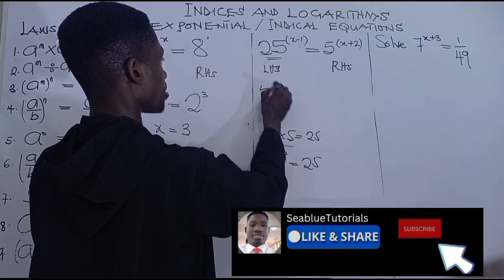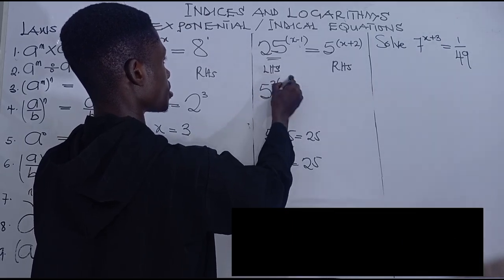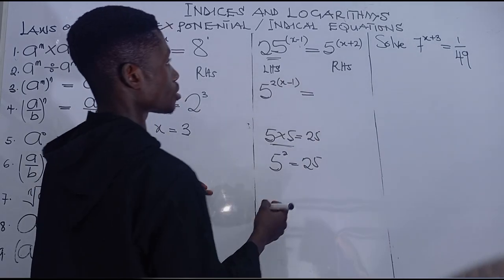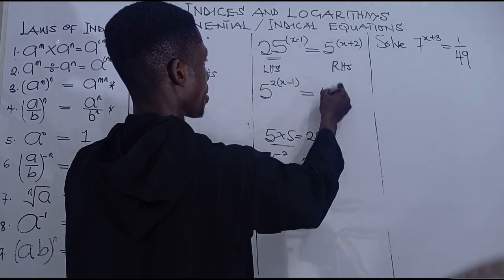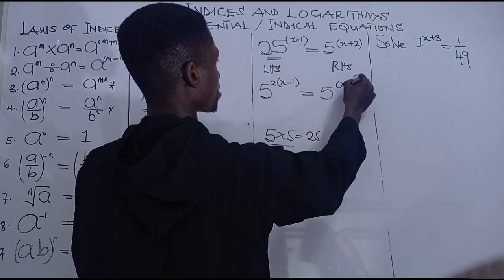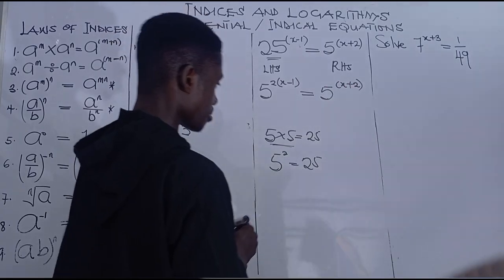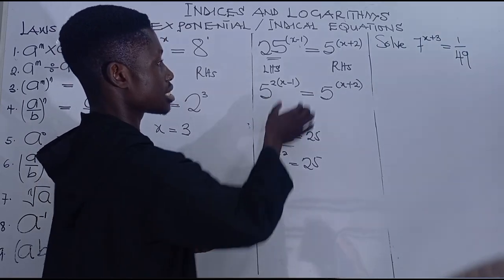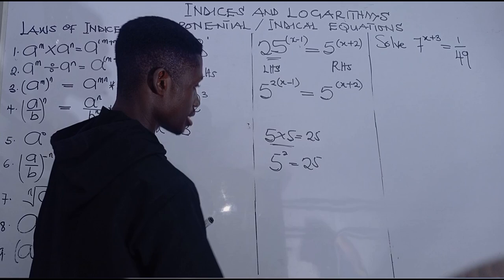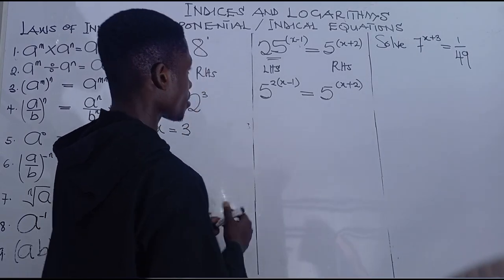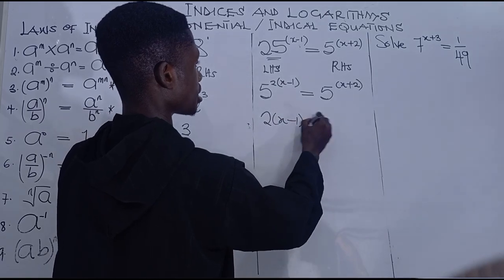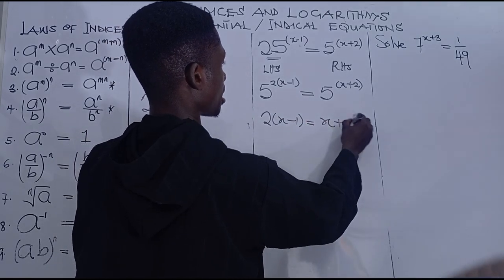So we have 5 raised to the power 2, but we have x minus 1, and this is equal to 5 raised to the power x plus 2. Now, since the bases are the same, what we have to do is to just equate their exponents. So we are going to have 2 times x minus 1 is equal to x plus 2.